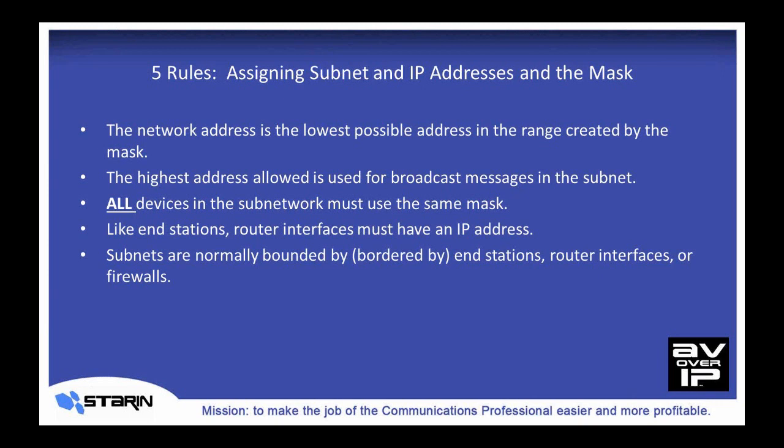This is the most important rule of all. Things go crazy if you don't follow this rule. All devices within a subnetwork have to use the same mask. It's the subnet mask which is determining the size of the network, and for packets to be properly routed by the devices and the routers, everyone has to have the same understanding about the size of the network. That's determined by the mask. So all devices within the subnetwork have to use the same mask. And like end stations, router interfaces have to be treated as if they are an end station. They have to have an IP address. So subnets are normally bounded by end stations, router interfaces, or firewalls, because basically a firewall is playing the role of a router.